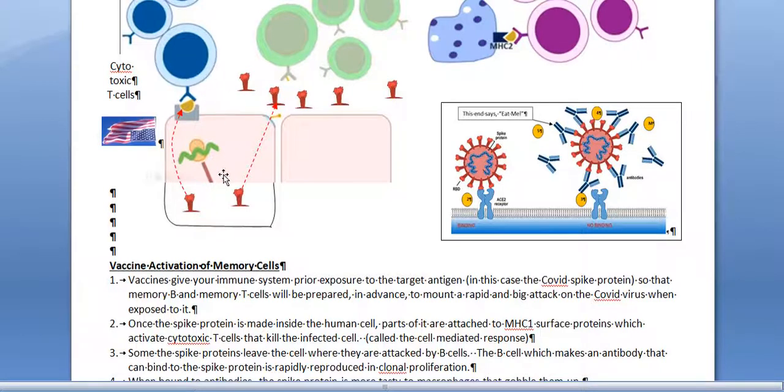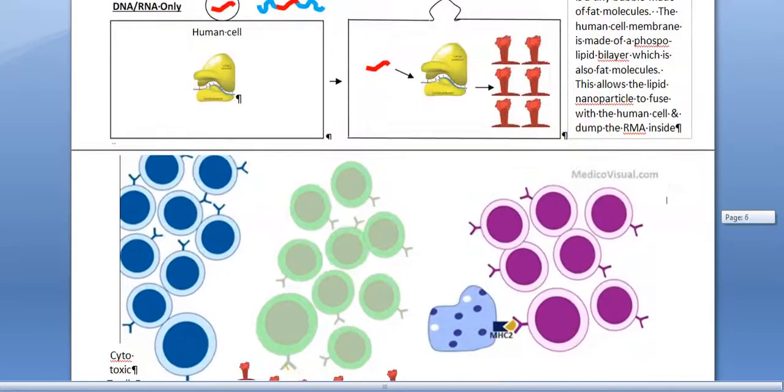This occurs only if these are inside. This is called cell-mediated. It's got to be inside the cell. These are called humoral, which is outside the cell, like the fluid outside the cell. So some of these spike proteins get outside the cell, and then when they're outside, they're attacked by these B cells. And remember the B cell that recognizes it.